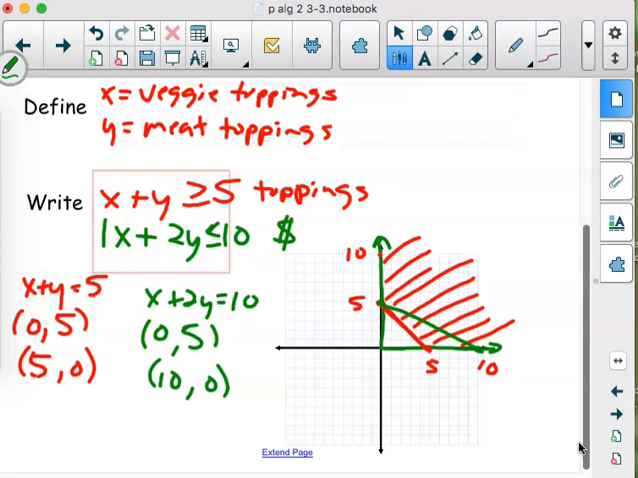But that one was about money. Did they have an unlimited amount of money to buy their pizza? No. They said $10 is it. So this time I can't go out there where you can buy whatever you want. I have to go in here. And just like we talked about 2 days ago, we're going to overshade that middle region because that's the region that has both green and red.